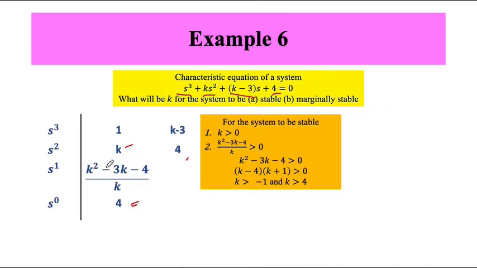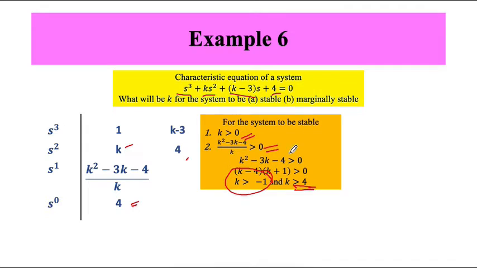Second condition, (k square minus 3k minus 4) by k is greater than 0. So k is positive and it implies k square minus 3k minus 4 is greater than 0. So (k minus 4)(k plus 1) is greater than 0. So we find that k is greater than 4. k can't be greater than minus 1 because here it has to satisfy k is greater than 0.